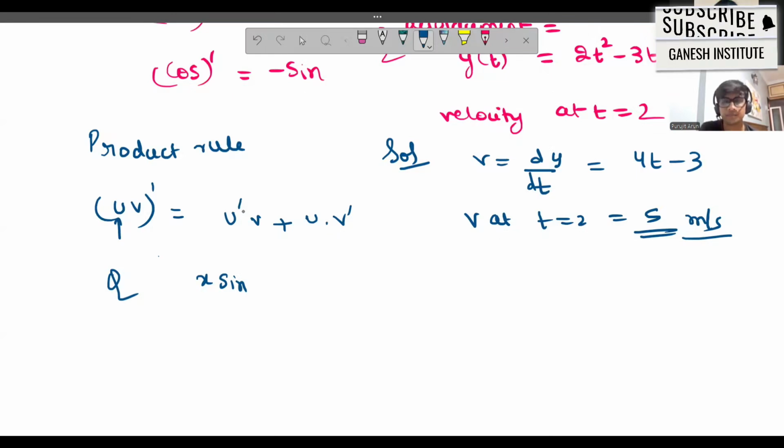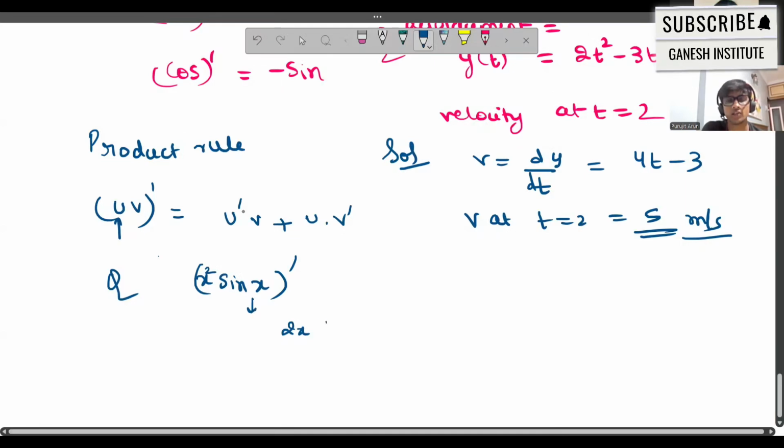Okay, ma'am. So if I have to do differentiation of x sin x, what I'll do? Or x square sin x, let's say. Oh, so it's going to be 2x into sin x, plus x square into cos x. Perfect.